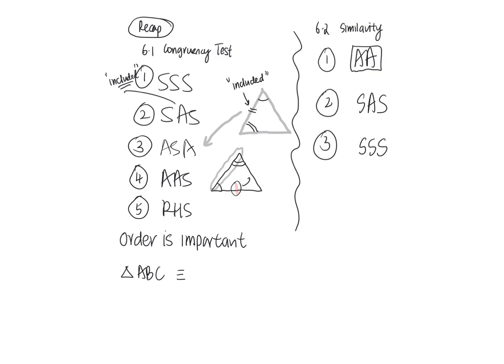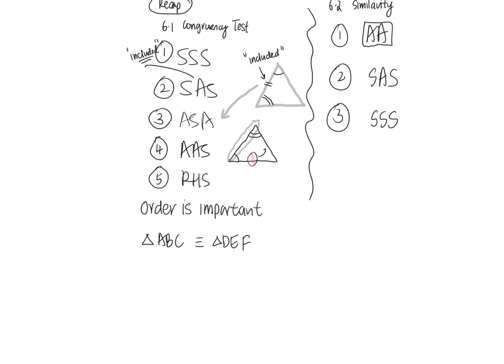ABC is congruent to triangle DEF, I'm telling you angle A is equal to angle D. Okay, I'm telling you angle B is equal to angle E. I'm also telling you angle C is equal to angle F. So if you anyhow sequence them, then the angles will mix up. So the order of you writing is super important.